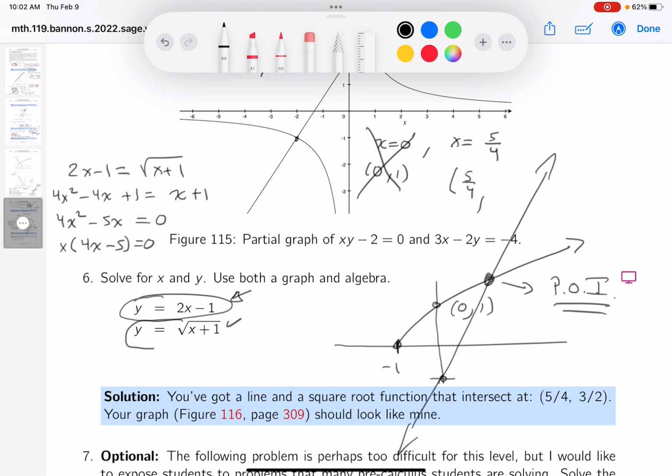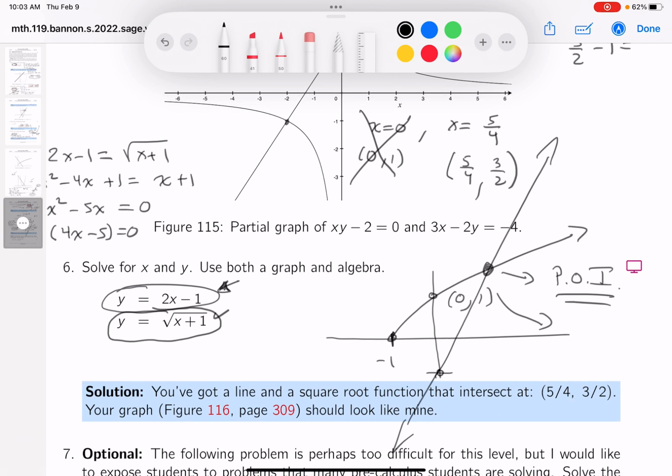Now, I'm going to plug the 5/4 in here because I think it's easy. You would get 5/4 plus 1, which is 9/4, and the square root of 9/4 is 3/2. I'm going to check it in the top equation, too. 2 times 5/4 is 5/2, and 5/2 minus 1 is going to be 3/2. That works out beautifully. So what's the point of intersection, by the way? It's going to be 5/4, 3/2.